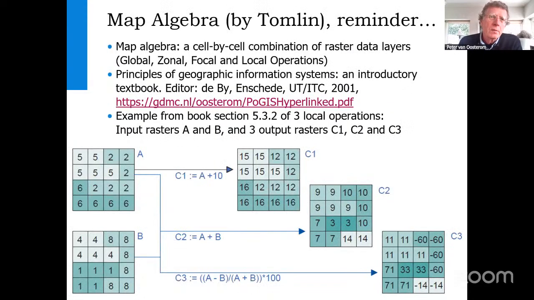Okay, this was the reminder for map algebra by Dana Tomlin, where you could have, say, expressions like raster C1 is input raster A plus 10. Then you just add the value 10. So this is a local operation. Or you could have two input rasters and say raster C2 is the sum of A and B. Or say other expressions.